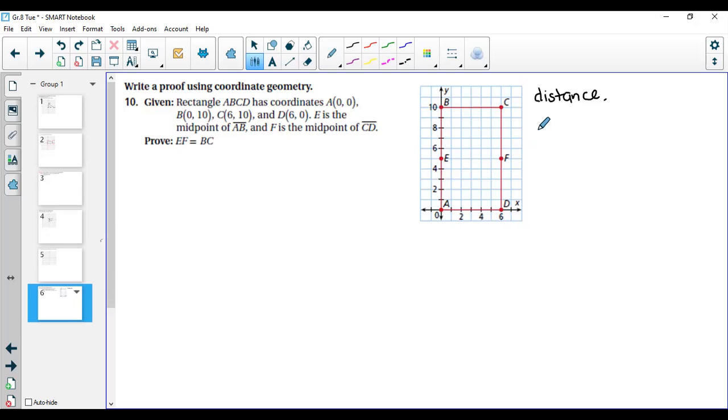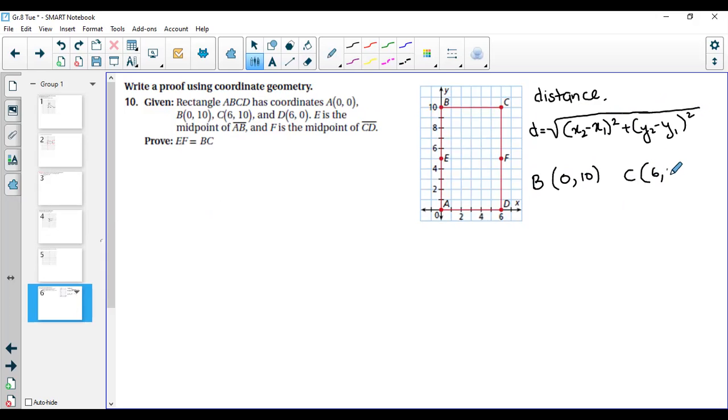So the distance formula, as you might know, is the square root of x2 minus x1 whole square plus y2 minus y1 the whole square, right? So let's find the distance from B to C. For that we need the coordinates of B, that is 0, 10, and the coordinates of C, which is 6, 10. So name these as x1, y1, x2, y2.